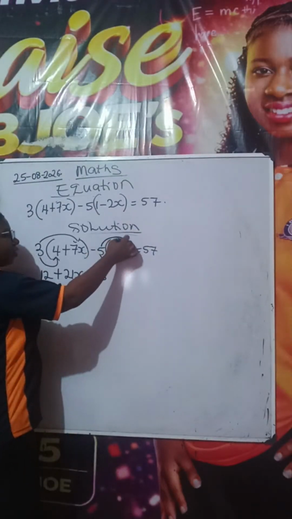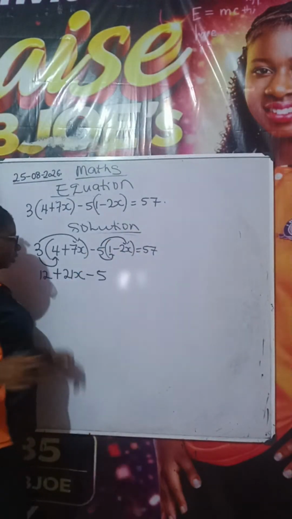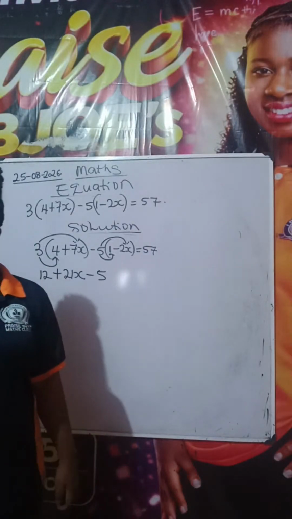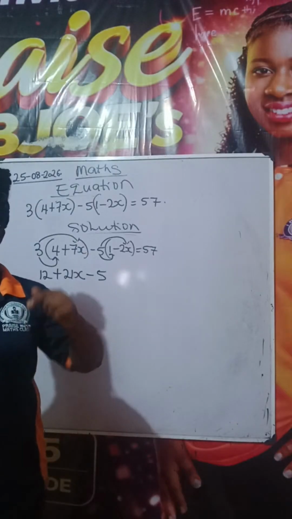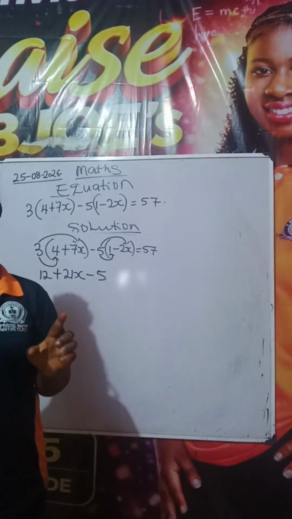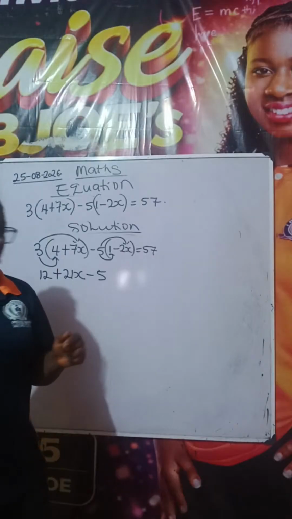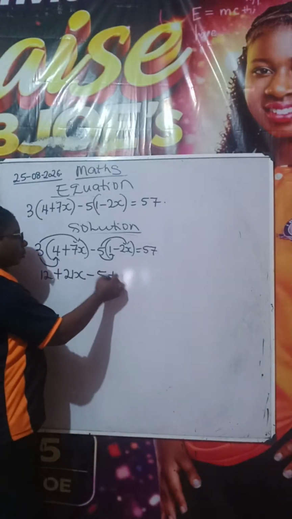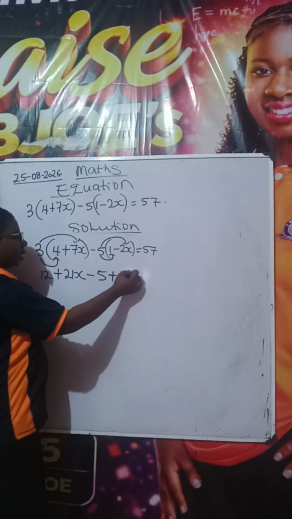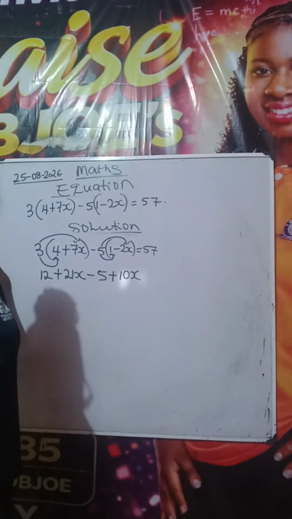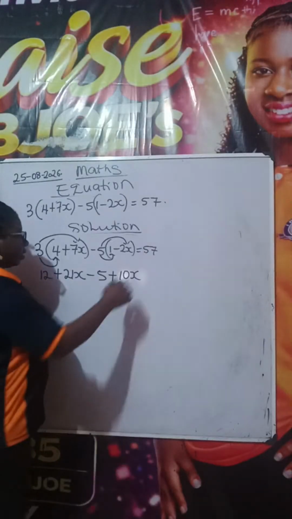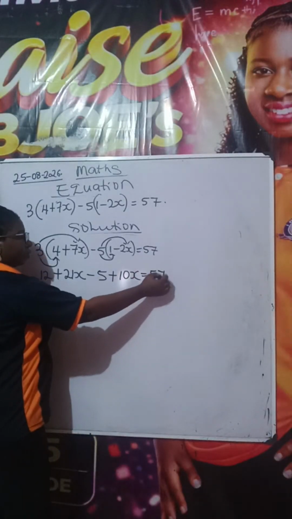Then minus 5 times minus 2x. What do we have? That means minus minus, we change to plus. So we are getting plus, 5 times 2 will give you 10x. Do you understand it? The next is we have equals to 57.